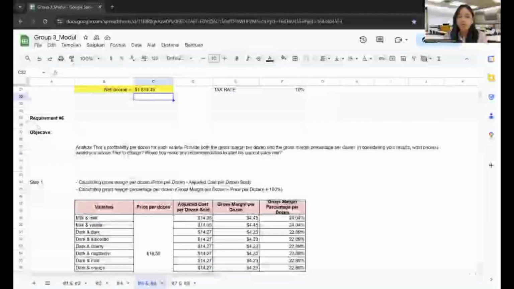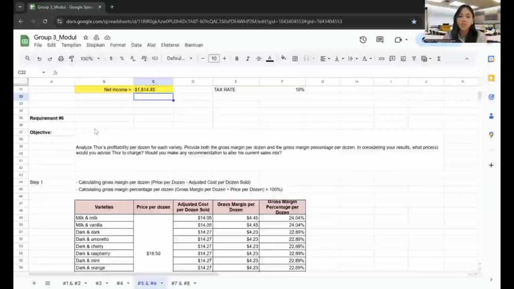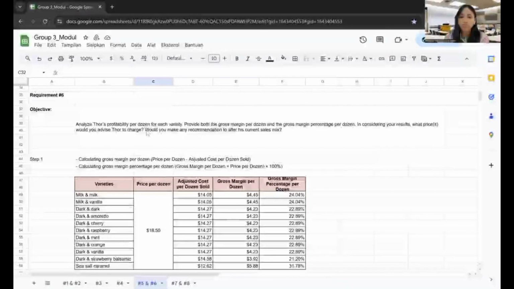Next, requirement 6, we'll write the objective first. The objective is to analyze Tor's profitability per dozen for each variety. Provide both the gross margin per dozen and the gross margin percentage per dozen. In considering your results, what prices would you advise Tor to charge? Would you make any recommendation to alter his current sales mix?